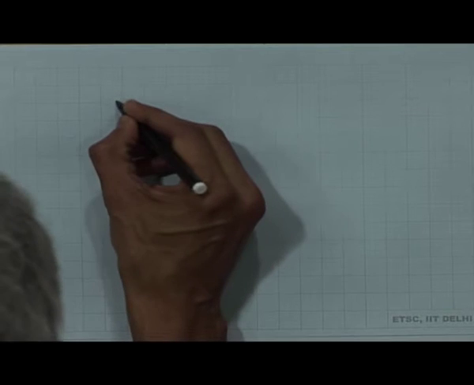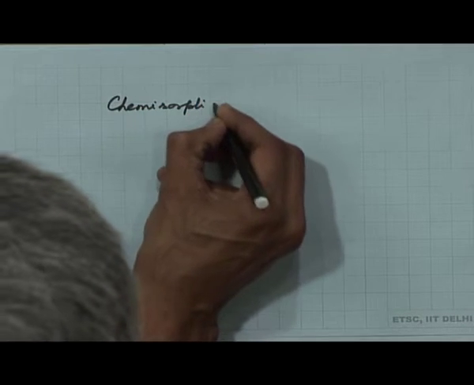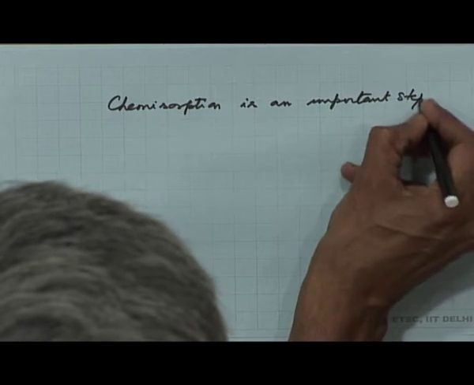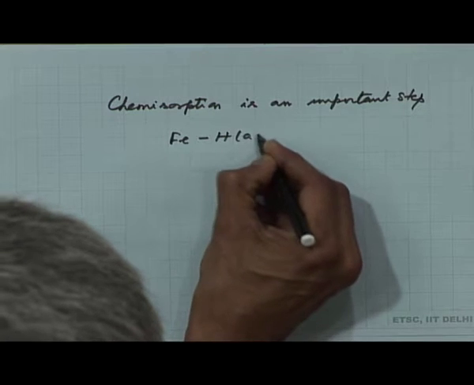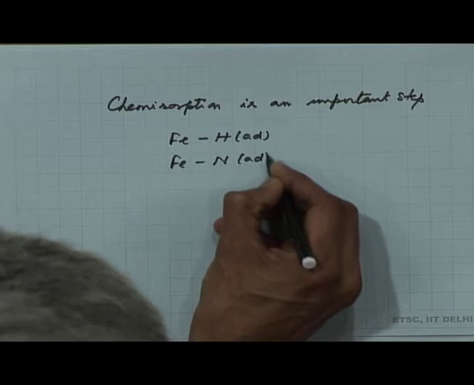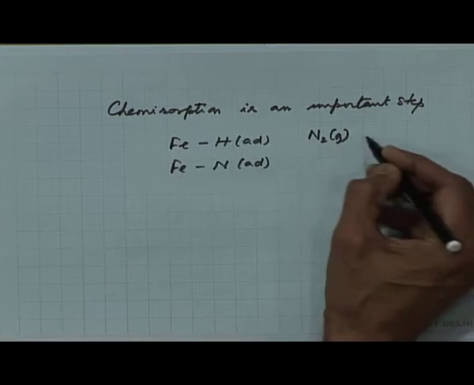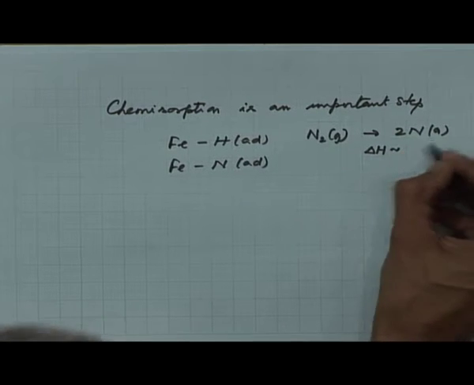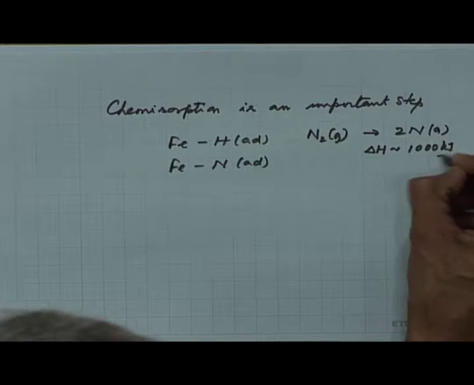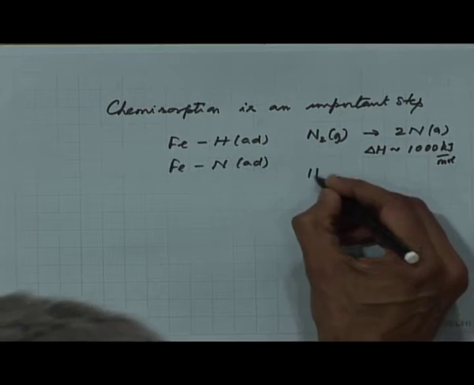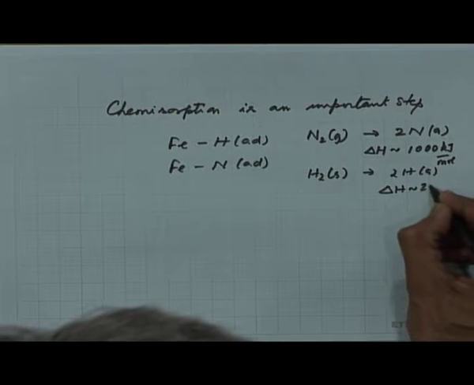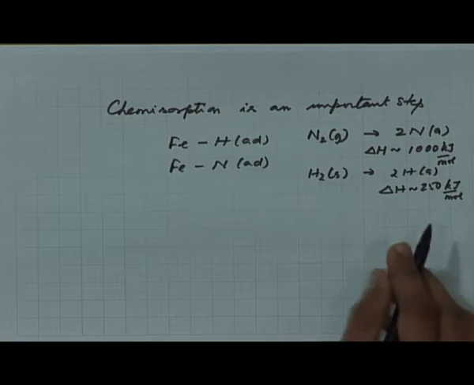So, one of the things that you would have observed in the Langmuir-Hinshelwood mechanism is that chemisorption is an important step in catalysis, because you have adsorbed species like this. If you take nitrogen gas and you want to get two nitrogen atoms in the gas phase, this delta H is of the order of around 1000 kilojoules per mole, and for hydrogen gas this is also very high, 250 kilojoules per mole, maybe even bigger than this.